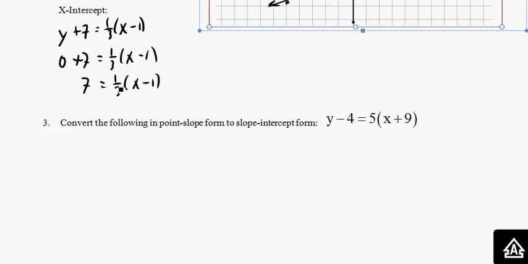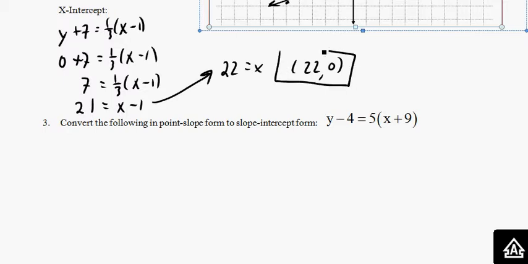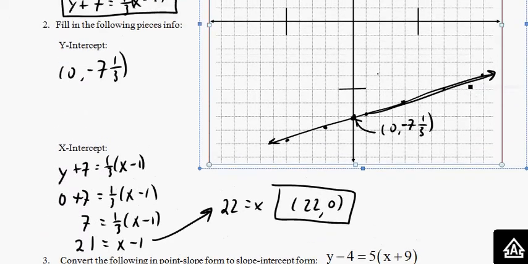So I'm going to multiply both sides by 3. On the left side, we'll get 21. On the right side, we'll get rid of the 1/3 and just get x minus 1. And then adding 1 to both sides, we get 22 equals x, which means when the x is 22, the y is 0, which would be the x-intercept. So if you can imagine graphing this line on a larger grid, if we kept going further and further to the right, this graph would cross the x-axis at (22, 0).